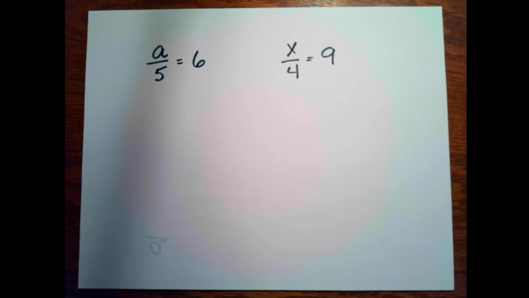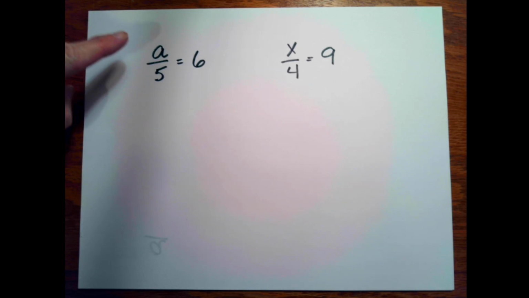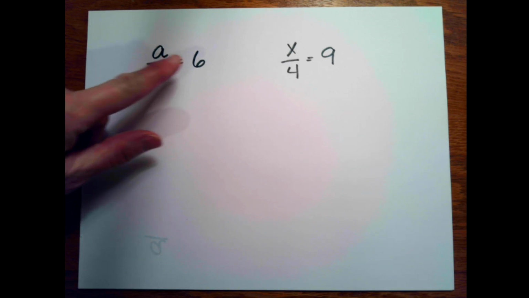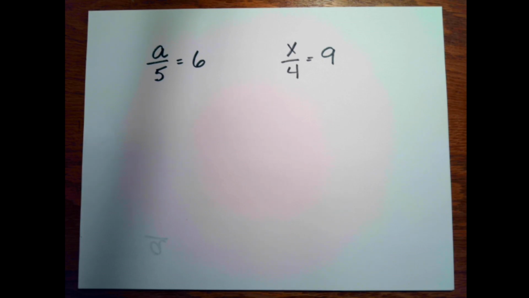Once students understand the concept of a fraction as division, or they understand that this can be represented as a divided by 5 equals 6, then you can start to move students from concrete to representational to abstract using manipulatives and using representations or drawings so that they really understand this concept and it becomes much easier for them to apply.